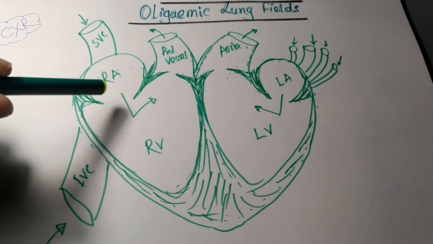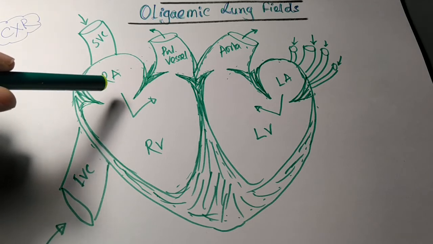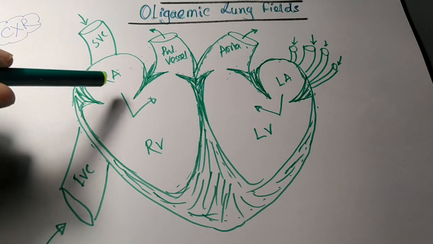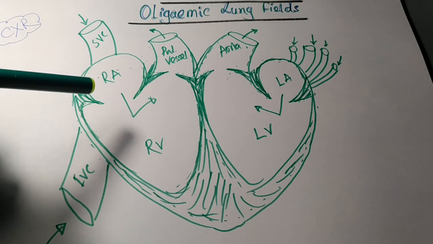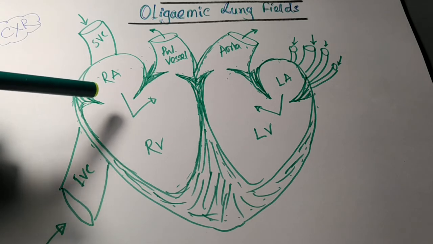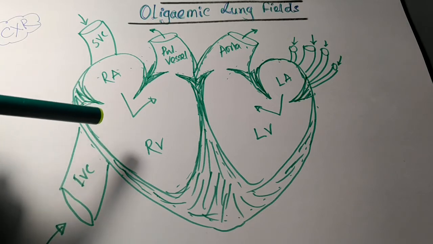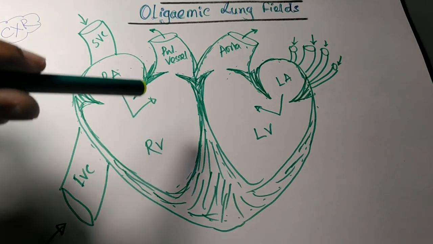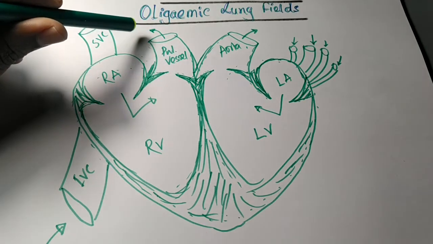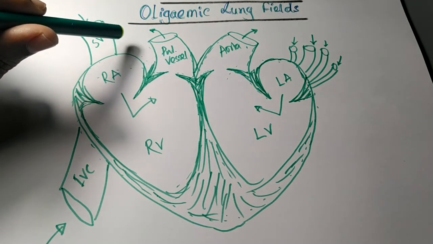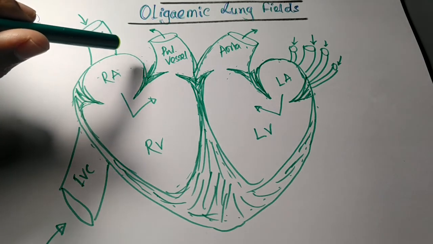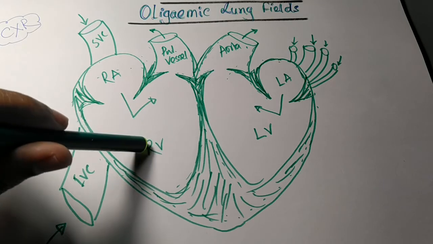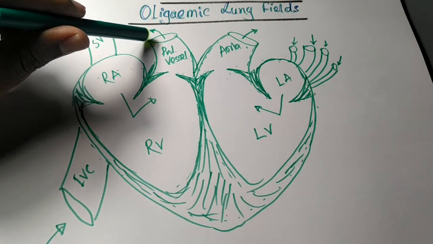The term oligemic is used when the blood from the right ventricle into the pulmonary bed is decreased. I repeat again, the term oligemic is used when the blood passing from the right side of the heart, that is right ventricle, to the pulmonary vessels, that means pulmonary bed, is decreased. And the plethoric term is used when the blood passing from the right side of the heart into the pulmonary bed is increased.